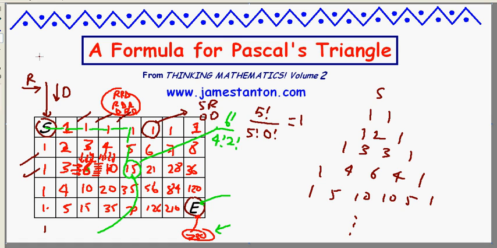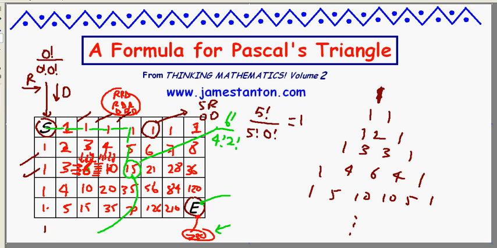So if I follow this formula here for the S, that's 0 r's and 0 d's. So according to the formula, that would be the total number of letters, 0 factorial, divided by the number of r's factorial, divided by the number of d's factorial. It's 1. So let's actually make this a 1 at the top of the grid. Now, I've turned things sideways here.